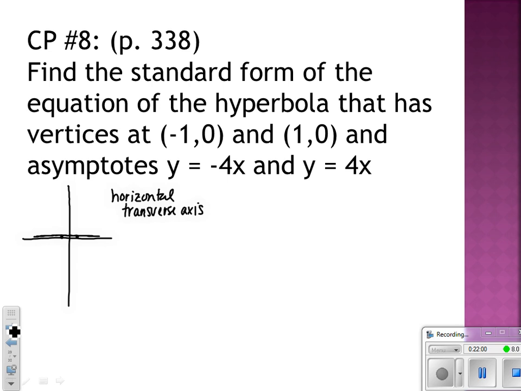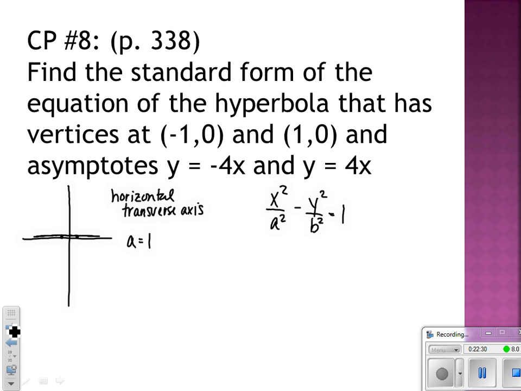Knowing that I have a horizontal transverse axis, I should be able to go back to my table and write down the standard form of the hyperbola. So on a horizontal transverse, we have x squared over a squared minus y squared over b squared is equal to 1. If I know my vertices, I have A. A has a length of 1.